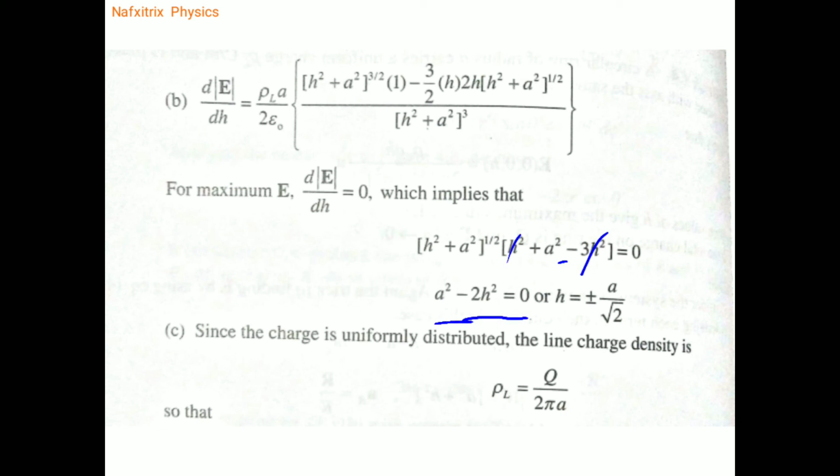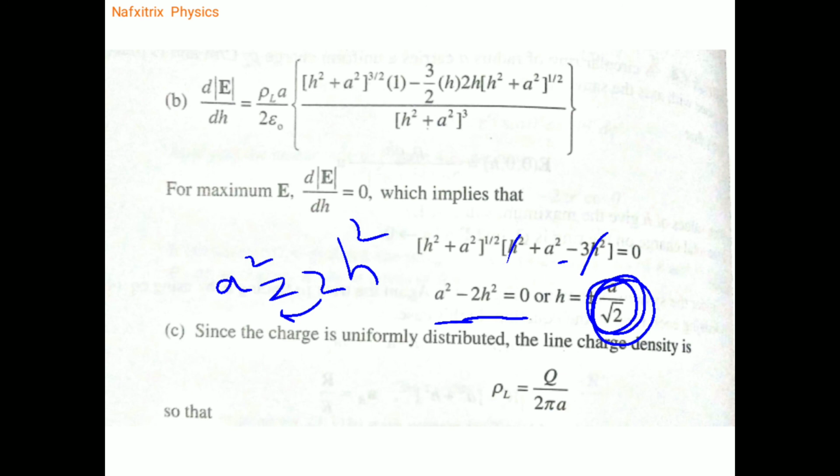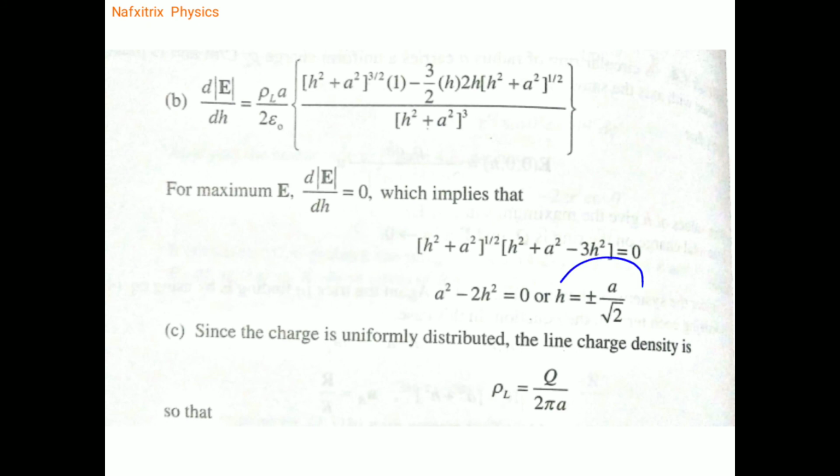Sending that 2h square to that side, a square goes to 2h square, and on taking the square root, sending this 2 to that side, h is a by root 2, plus or minus a by root 2. That is what we are getting. If we equate it to 0 we would get negative terms, minus i like that, because h square goes to minus a square. So we don't want complex numbers, so h is nothing but plus or minus a by root 2. So at this height, a by root 2, the electric field would be maximum.